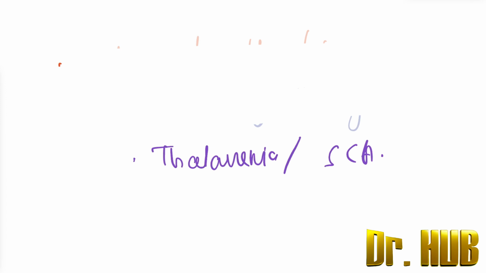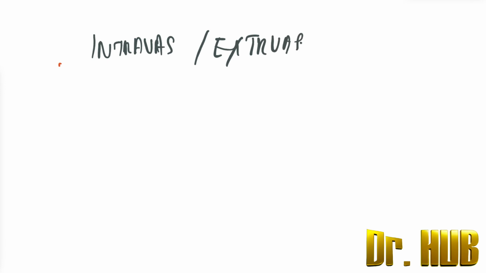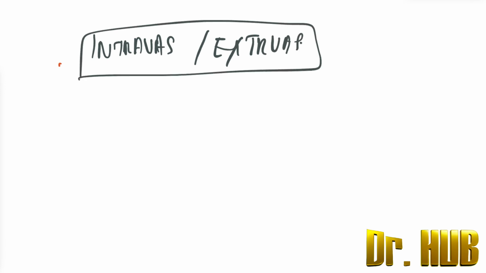Now let's look at the intravascular as well as the extravascular hemolysis. It includes G6PD deficiency as well as autoimmune hemolytic anemia.